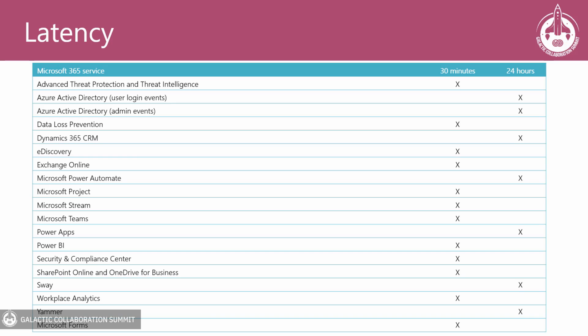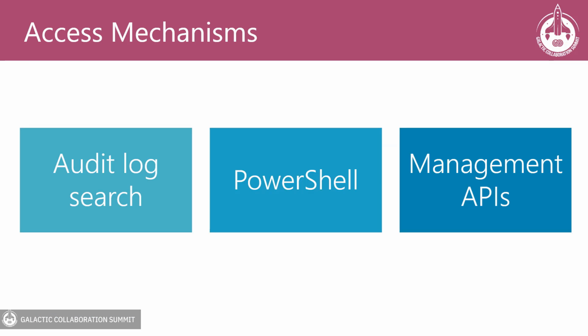How quickly those events are available to be seen in the dashboard depends on what type of activity they are. Some items, the service level agreement is for 24 hours. For others, it's 30 minutes. In practice, I often see things show up within 5 minutes.